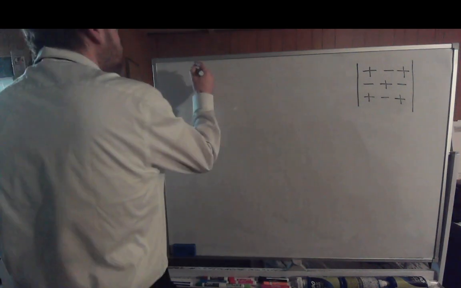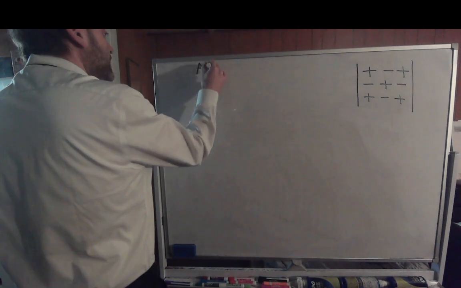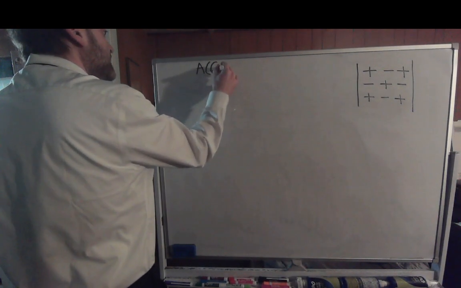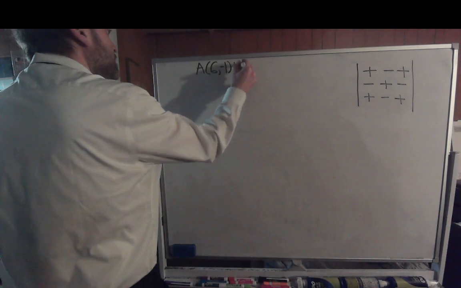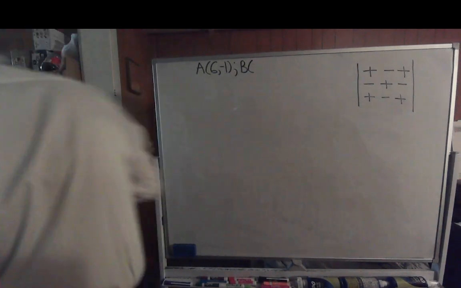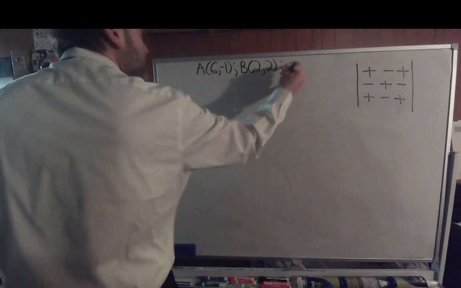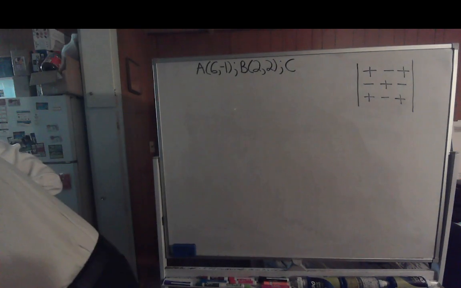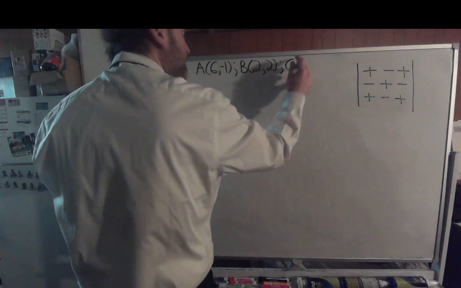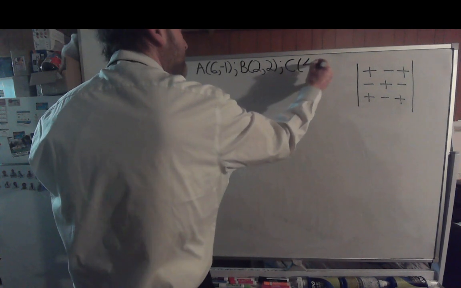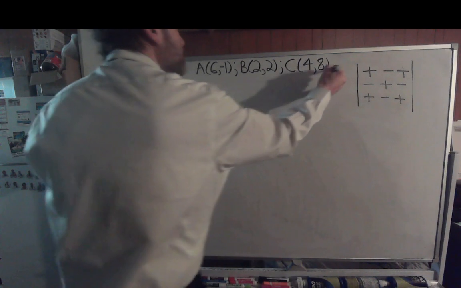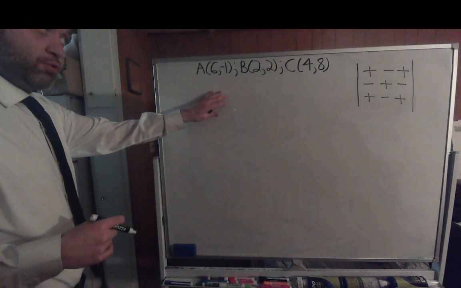Alright, what about if I took point A, which is at 6, -1, point B, which would be at 2, 2, and then we have a point C, which is at 4, 8. So we need to determine, are these 3 points collinear?